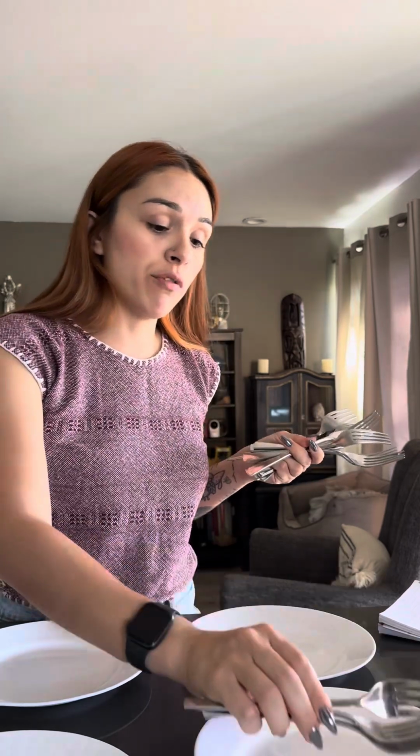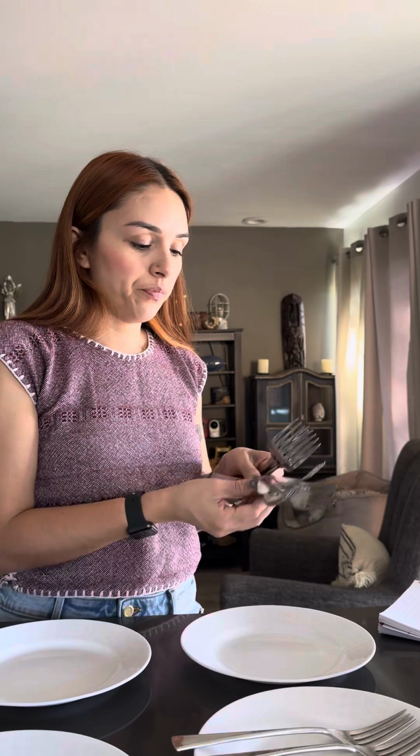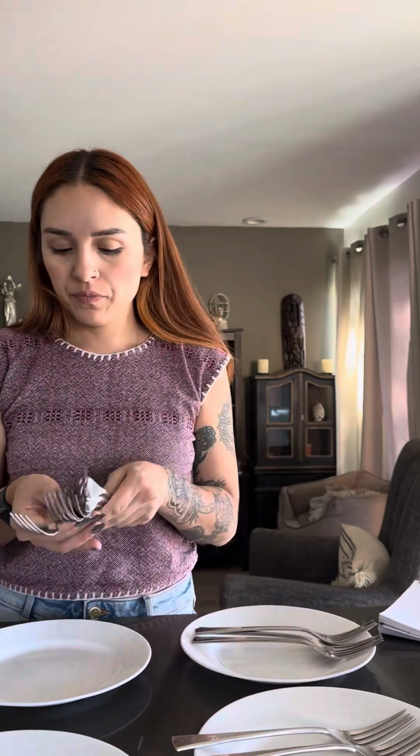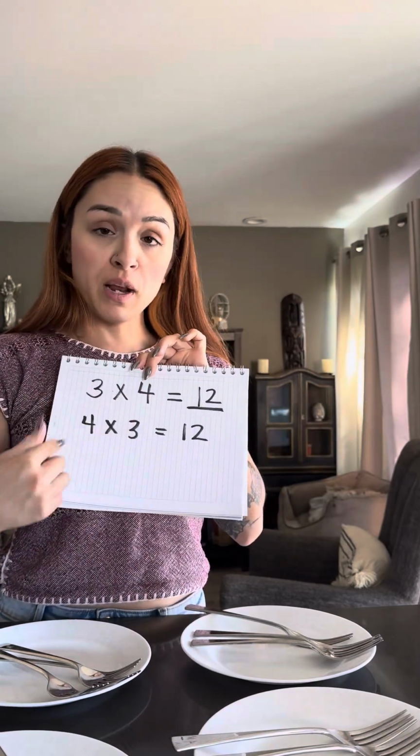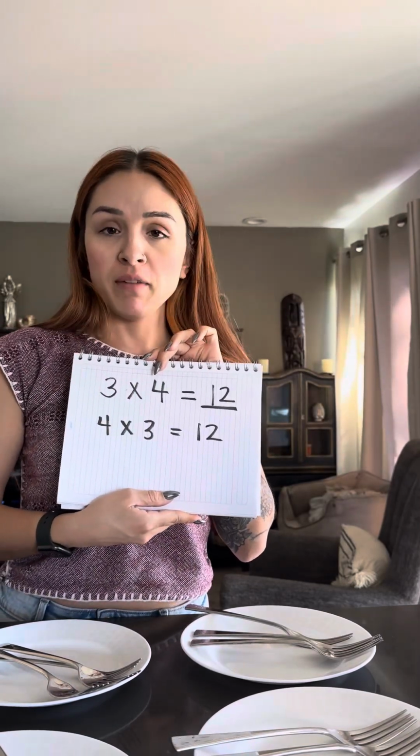4 plates. And we're gonna do the same thing. We're gonna add forks to them, except this time we're gonna switch it around. So we're adding 3 forks to each plate. 1, 2, 3. 1, 2, 3, and 1, 2, 3. I'm gonna count them all. So 1, 2, 3, 4, 5, 6, 7, 8, 9, 10, 11, 12. It's the same thing. So when it comes to multiplying, if you switch around the numbers, you will get the same answer. Okay, anybody have any questions so far?